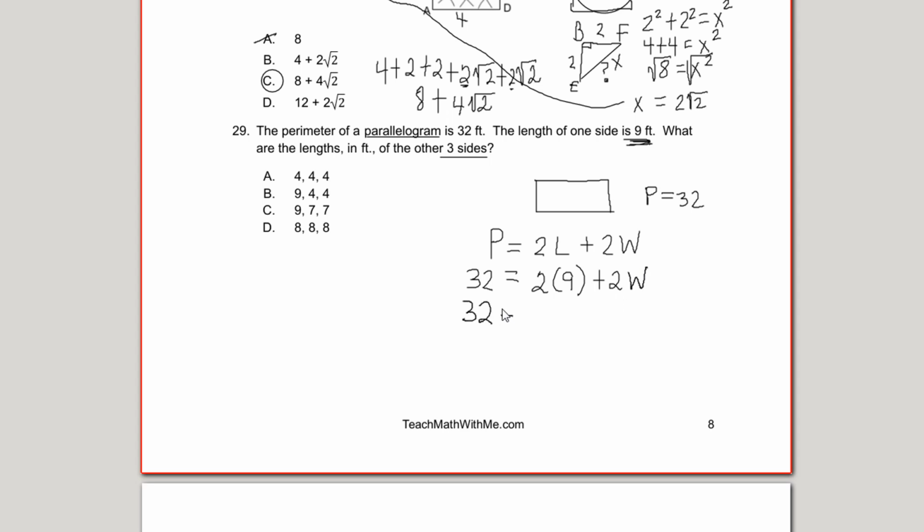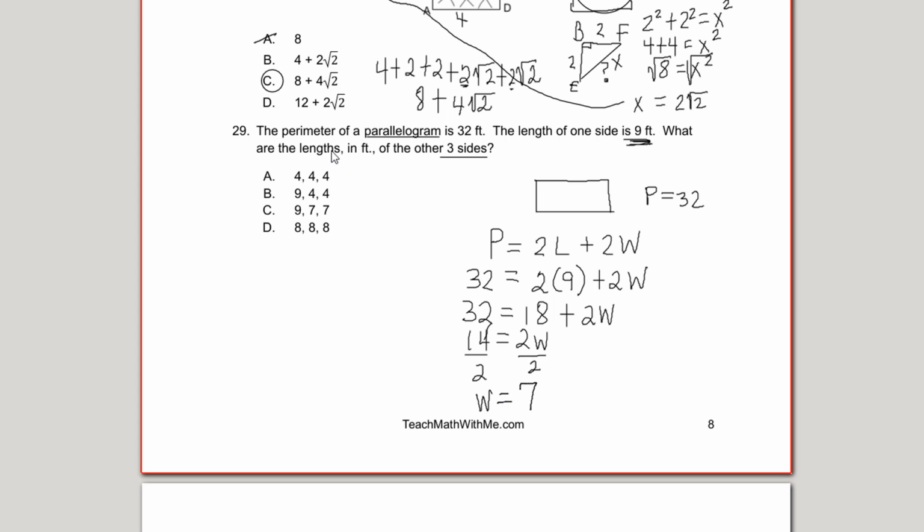So we have 32 is equal to 18 plus 2 times the width. Let's solve for the width. Subtract 18 from 32, and we get 14 is equal to 2w. Divide through by 2, and we're going to get that w is equal to 7.